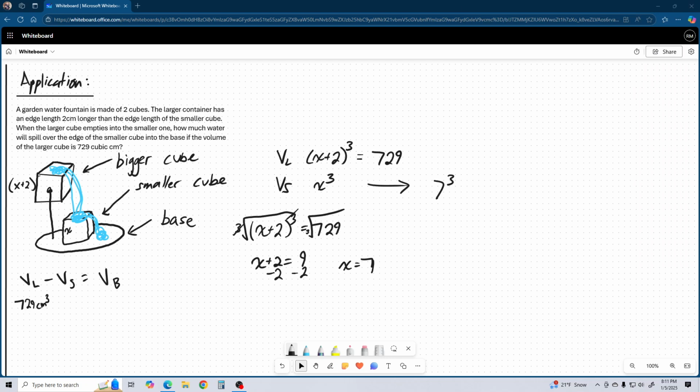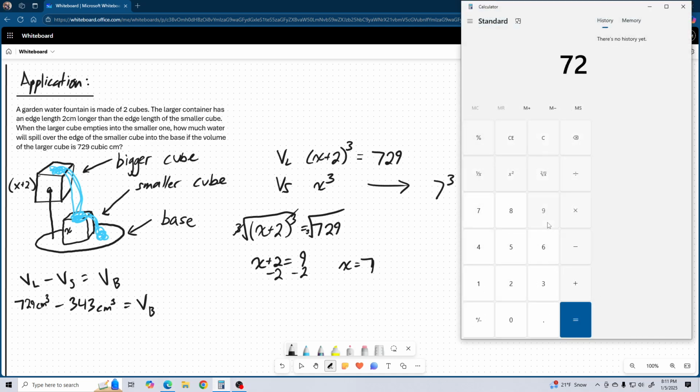So this one is 343. Now remember our original formula: 343 cubic centimeters, and that's going to equal the base volume. Now we just subtract: 729 minus 343 is 386.